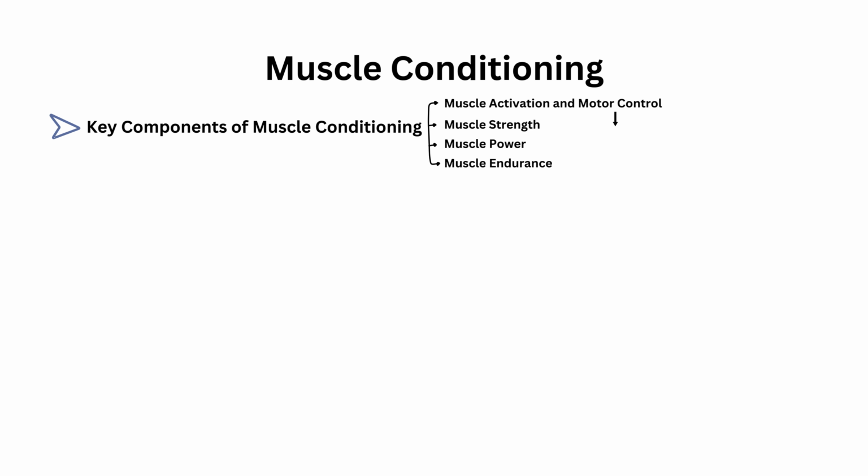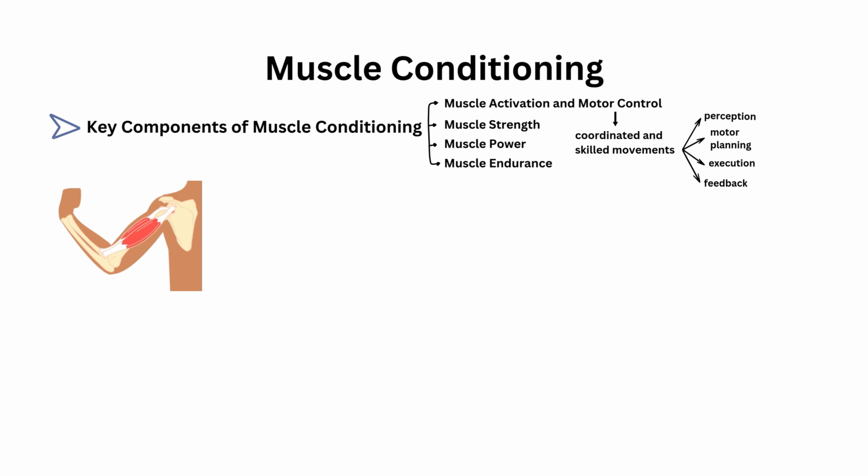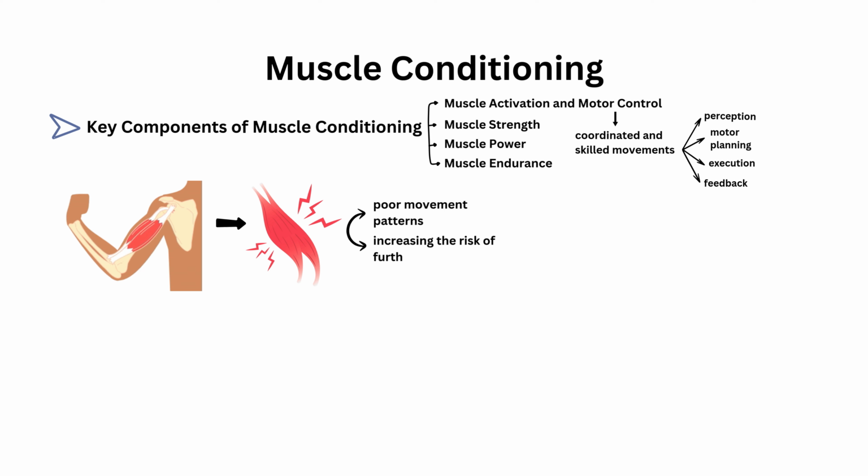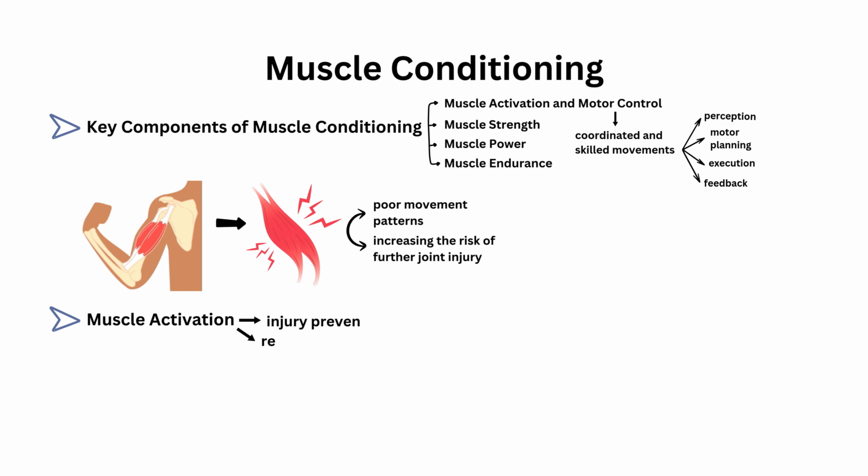These are critical for coordinated and skilled movements. They integrate perception, motor planning, execution, and feedback. When muscles are activated properly, they work together in a smooth, coordinated way. But injury-induced pain and swelling can interfere with this, leading to poor movement patterns and increasing the risk for further joint injury. Muscle activation becomes even more important when it comes to injury prevention and rehabilitation.